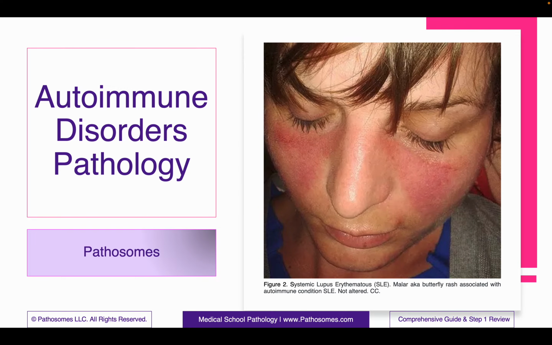Have you ever seen a butterfly rash, also known as a malar rash? I have, plenty of times. My name's Dr. Anthony Wheeler, and I'm going to teach you everything that you need to know about pathology. Especially this image today, right? Because we're talking about autoimmune disorders.